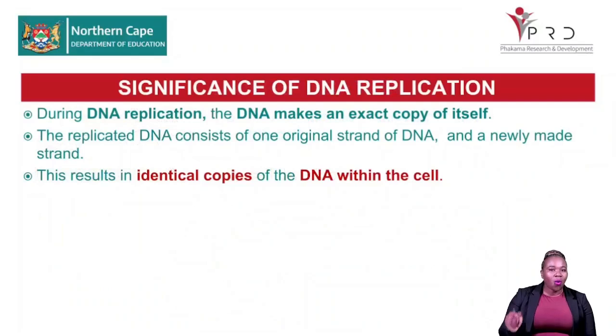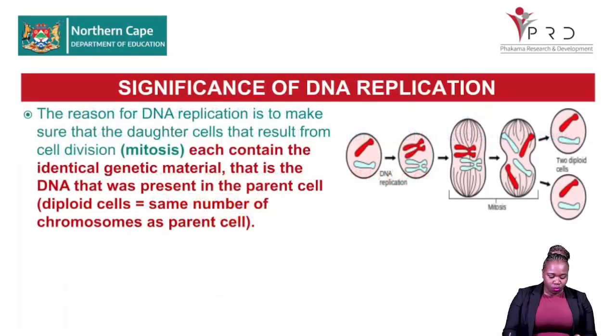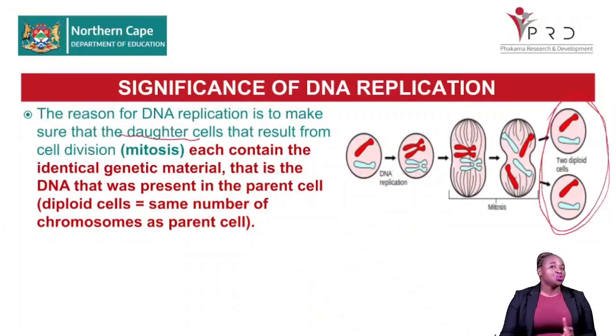Now, why is it important? What is the importance of DNA replication, the significance of DNA replication? We already know that this is for the DNA molecule to make a copy of itself. Then now, why is it important for it to make these identical copies of itself, right? So, especially during mitosis, remember mitosis produces two daughter cells, and these two daughter cells are supposed to be genetically identical to each other.